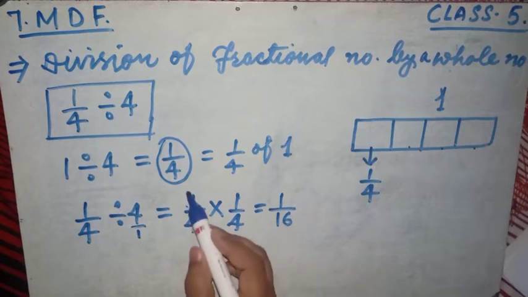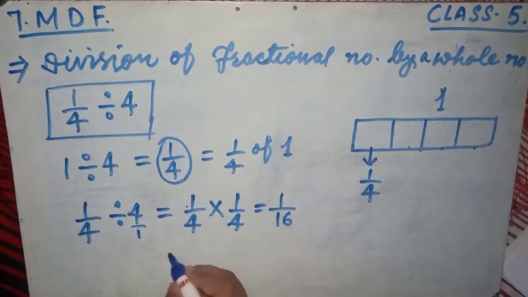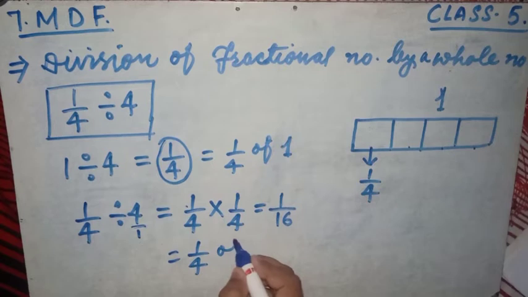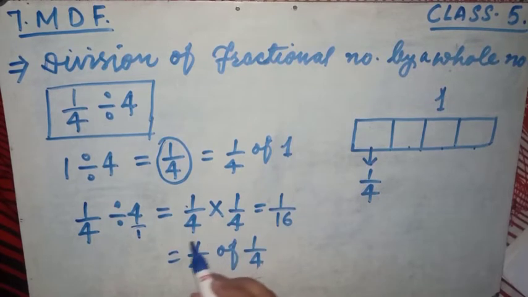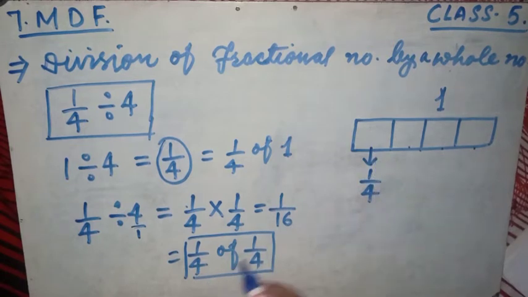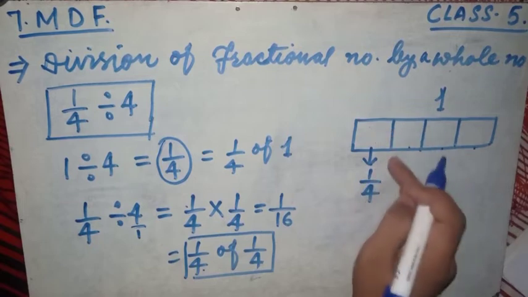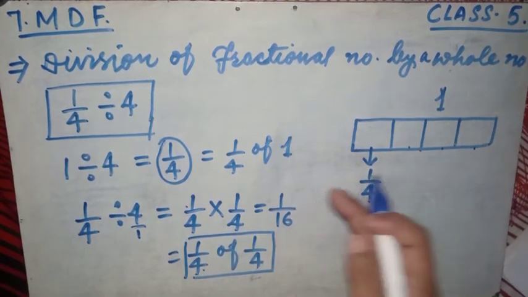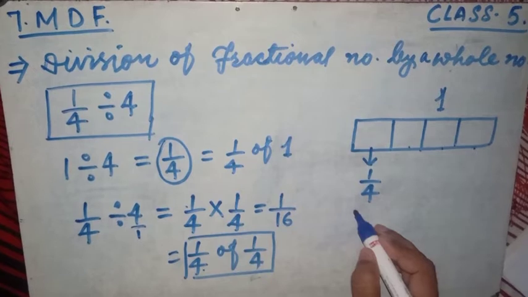Now have a look, this could also be written as 1 by 4 of 1 by 4, because multiplication can change into "of". That means this statement says 1/4 of 1/4, that is, a quarter part of 1 by 4. That means each 1/4 is divided into 4 equal parts. Have a look at the next figure.